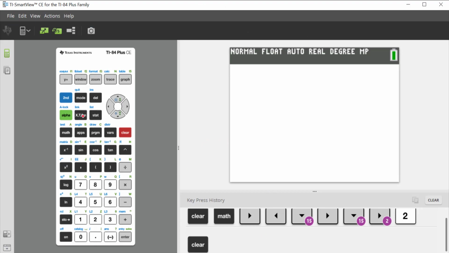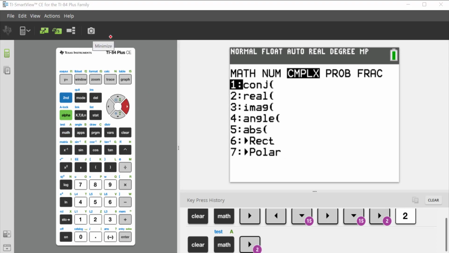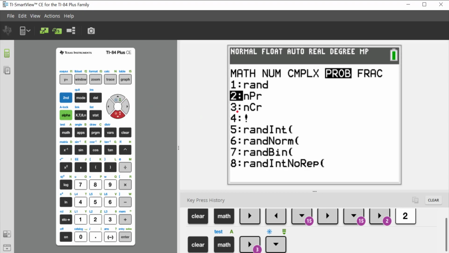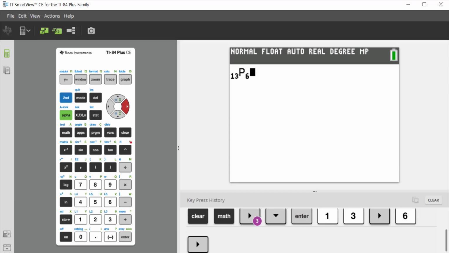So if we just find the math button, there it is, over to probability, one more over to probability, and I want to use the permutation feature, the nPr, so I'm going to press enter. I'm going to put a 13 right there, and a 6 right there, and I'm going to scoot over, and then I'm just going to say enter, calculate.